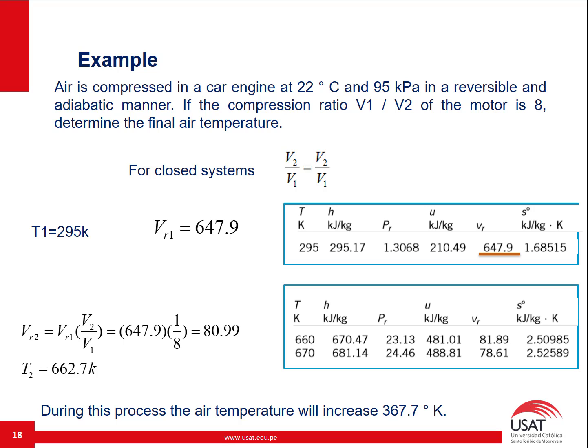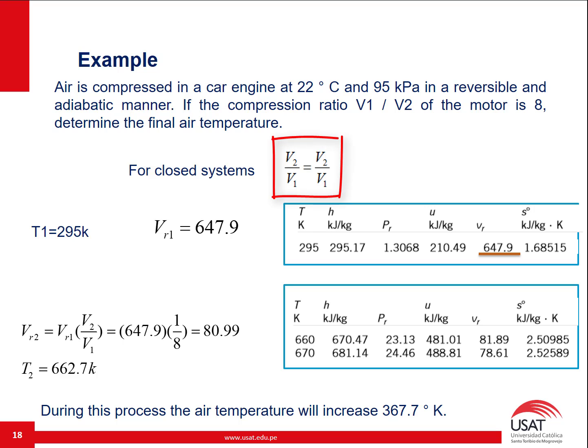Isentropic compression of the air in the motor of an automobile. Example. Air is compressed in a car engine at 22 degrees Celsius and 95 kilopascals in a reversible and adiabatic manner. If the compression ratio V1/V2 of the motor is 8, determine the final air temperature. Solution. Air is compressed isentropically in a car engine. The final air temperature will be determined from a given compression ratio. We assume that under the specified conditions, air can be considered an ideal gas.